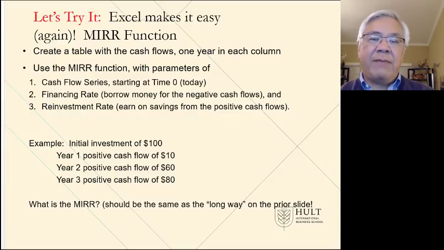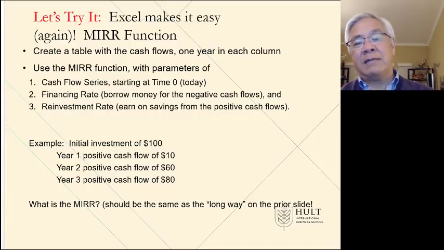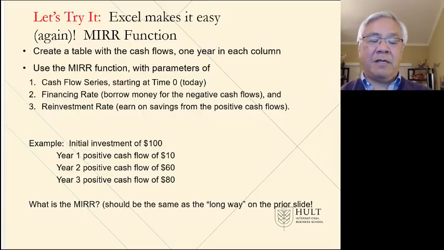And there's only 3 parameters in the Excel function. The first is the cash flow series, of course, starting at T0, going out to T, or the end of the time of the cash flow. Then we have to specify what is the financing rate. Financing rate is how much money you pay when you borrow money for the negative cash flows. Then we specify the reinvestment rate. These are the savings rates for the cash inflows that we then take in, push all the way out to the end of the life of the project, and run this MIRR function.